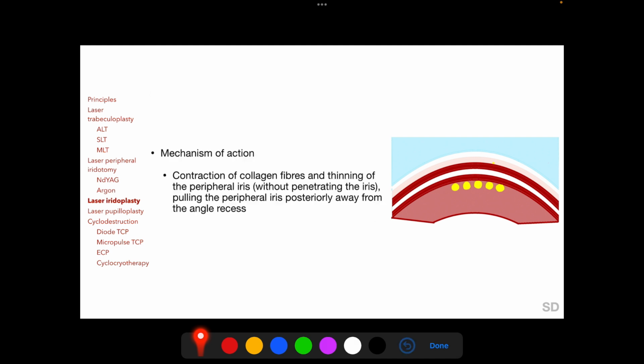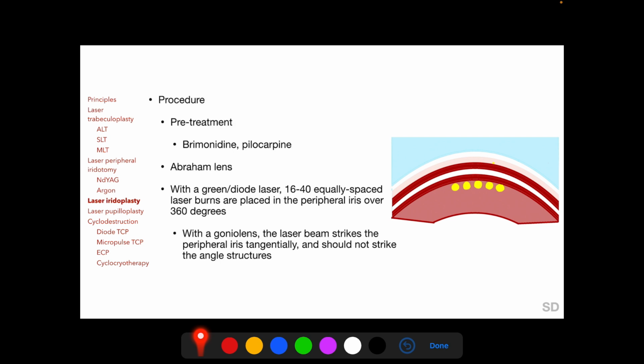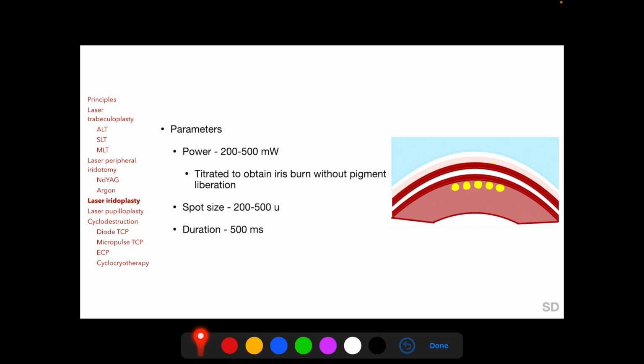In laser iridoplasty, laser burns are placed in the peripheral iris without penetrating the iris, and this causes contraction of collagen fibers and thinning of the peripheral iris, pulling the peripheral iris posteriorly away from the angle recess, thus opening the angle recess. Prior to the procedure, brimonidine and pilocarpine are administered as in laser peripheral iridotomy, and with a green or a diode laser and an Abraham lens, equally spaced burns are placed in the peripheral iris 360 degrees all around, and the power is titrated to obtain iris burn without pigment liberation.